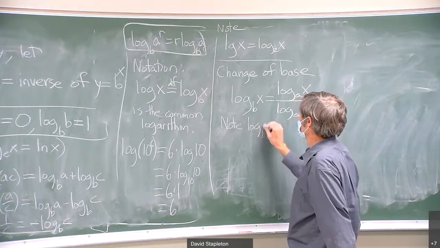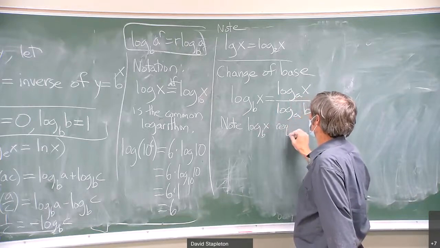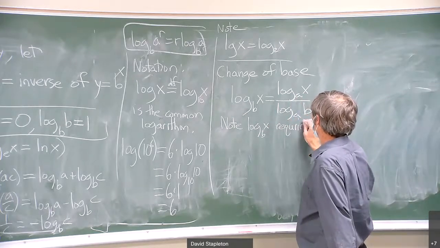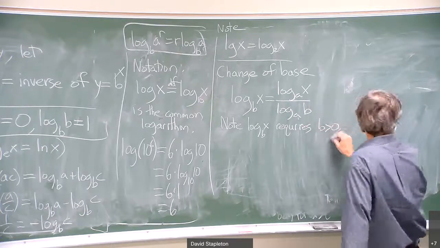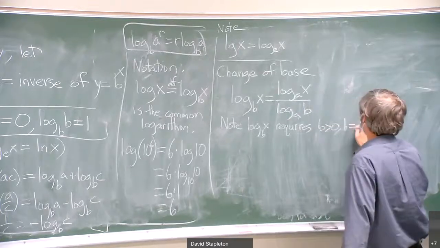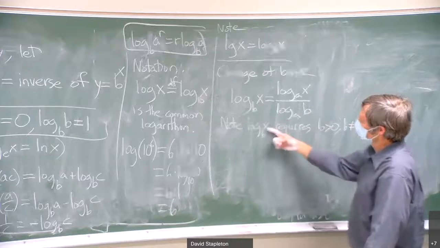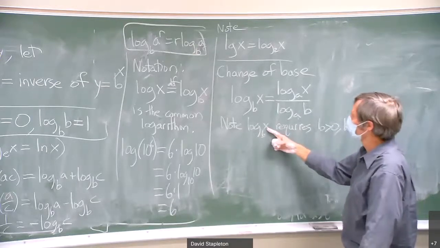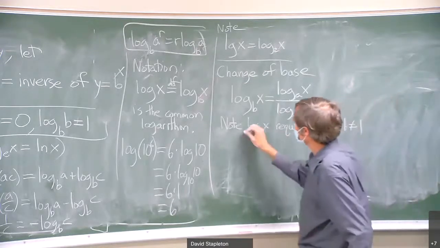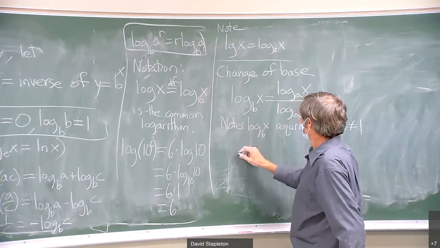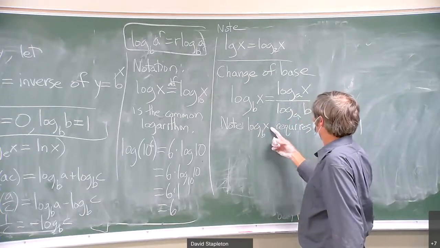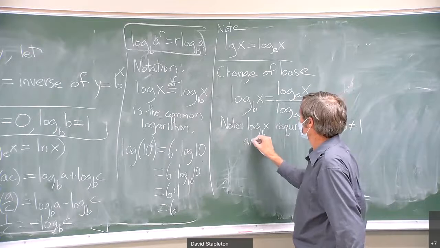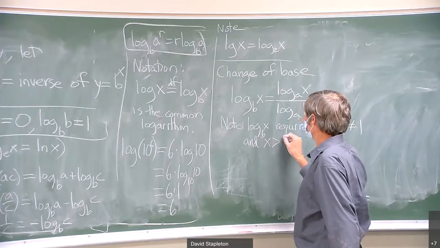Log base b of x is defined only for bases b greater than 0 and not equal to 1. And then as we showed from the graph, the argument has to be positive. The other graphs are also that way.